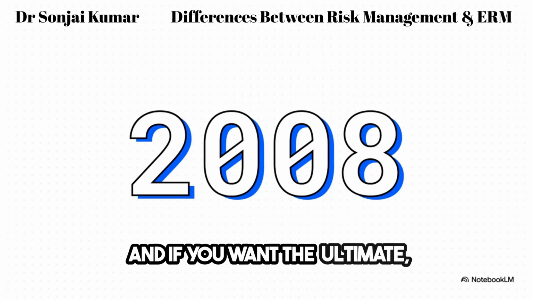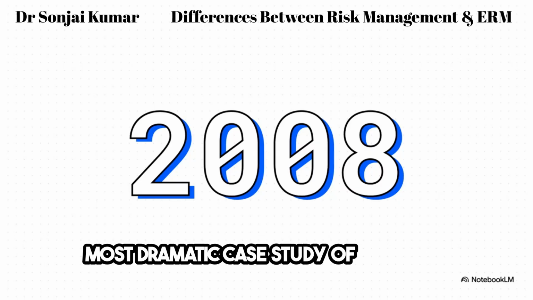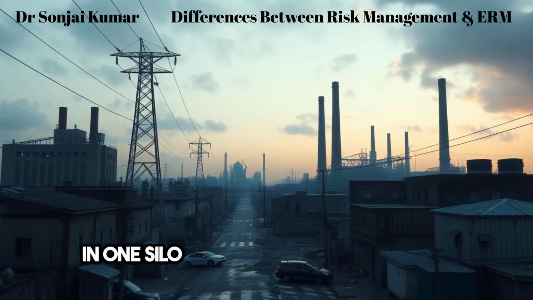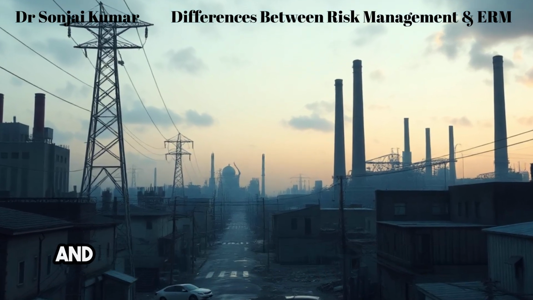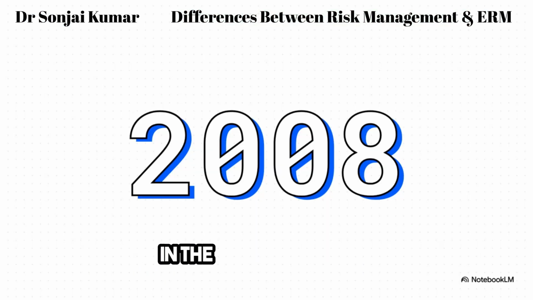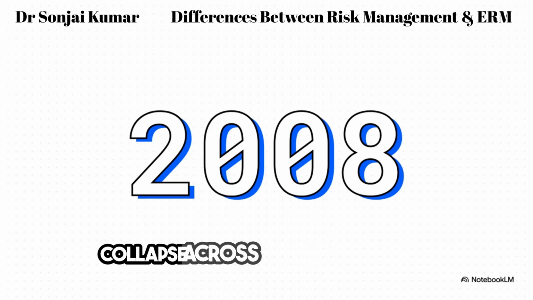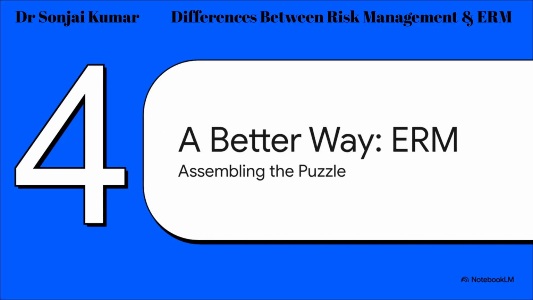And if you want the ultimate, most dramatic case study of this ever, you just have to look at the 2008 financial crisis. You had banks managing credit risk in one silo and market risk in another, and they completely missed how a problem in the housing market could set off a catastrophic, correlated collapse across the entire planet. So if the old way is broken, what's the fix?